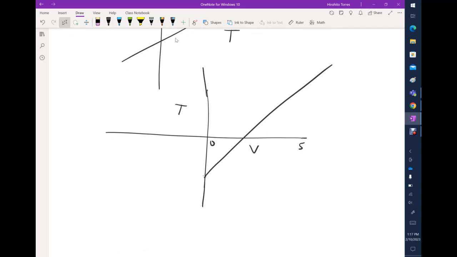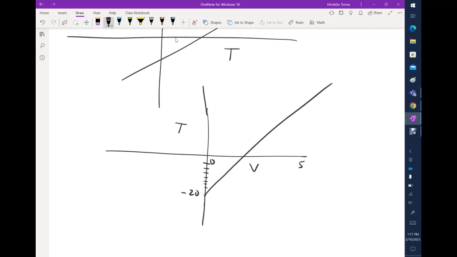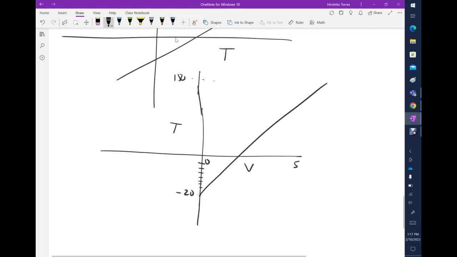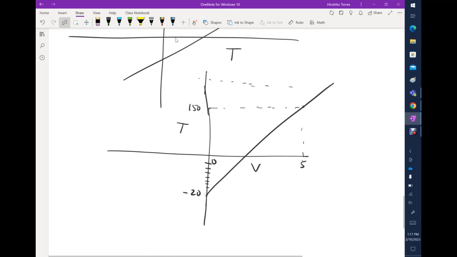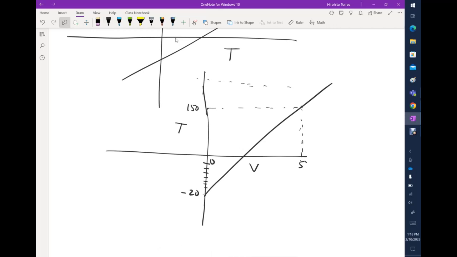So the important thing here is that I can measure negative values of temperature. Let's say this is -20, and this is 150, because it gets to the maximum of the sensor. When the output of the sensor is 5 volts, it means that the temperature is 150 degrees C, and when the voltage is 0 volts, it means that the temperature is -20.